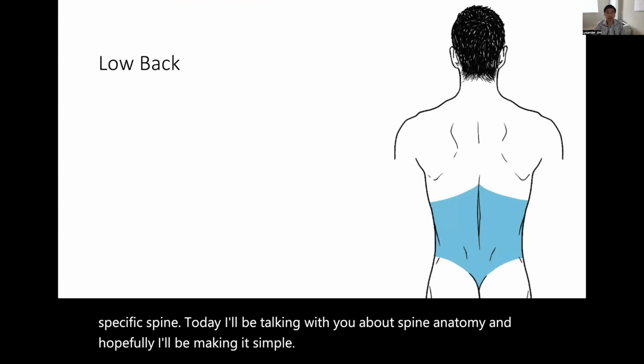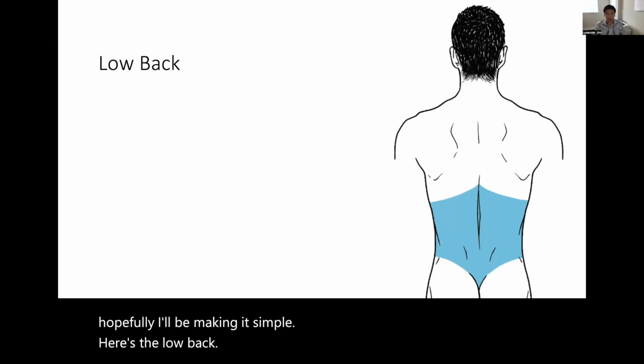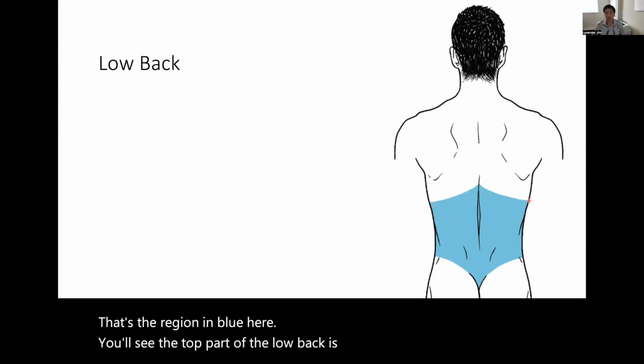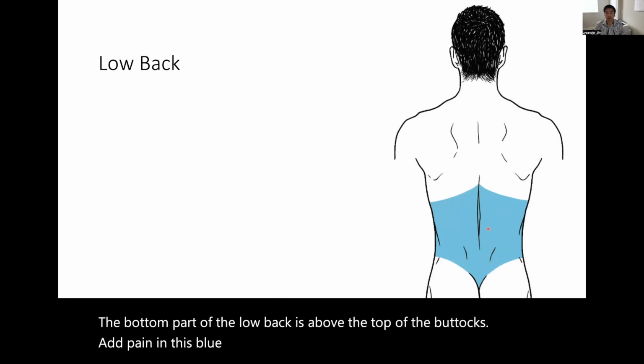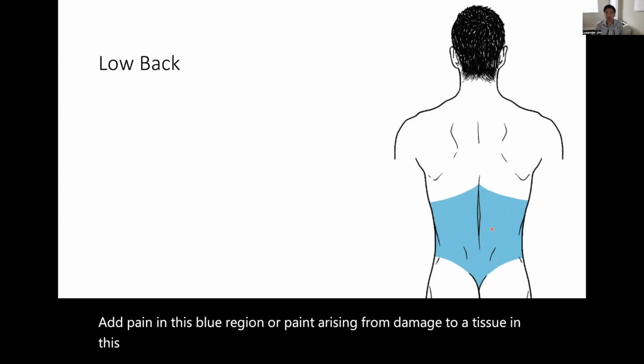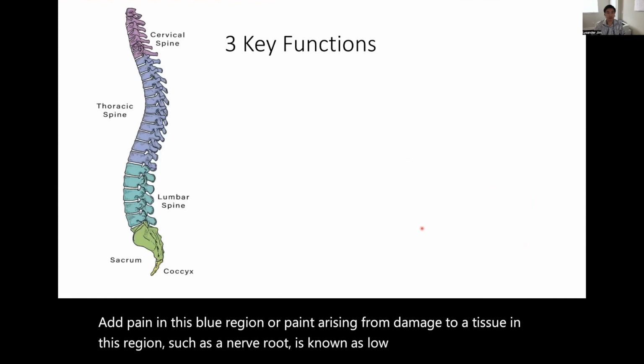Here's the low back. That's the region in blue here. You'll see the top part of the low back is below the ribs. The bottom part of the low back is above the top of the buttocks. And pain in this blue region, or pain arising from damage to a tissue in this region, such as a nerve root, is known as low back pain.